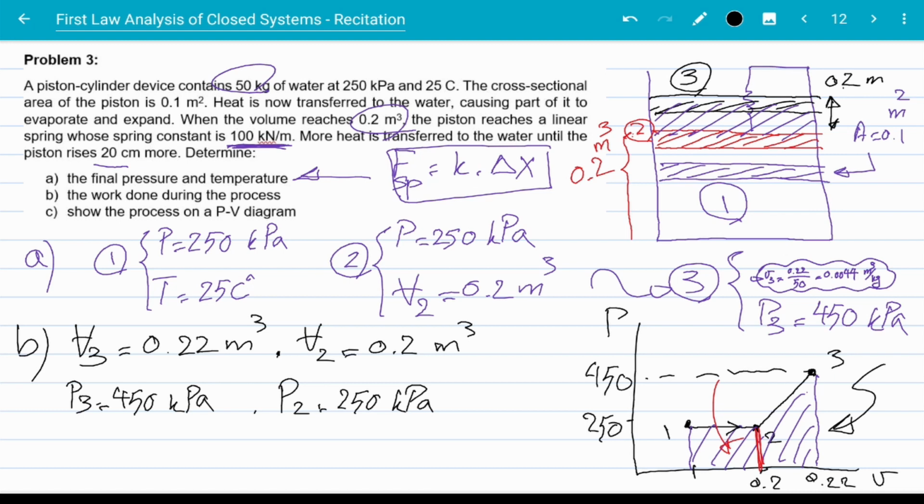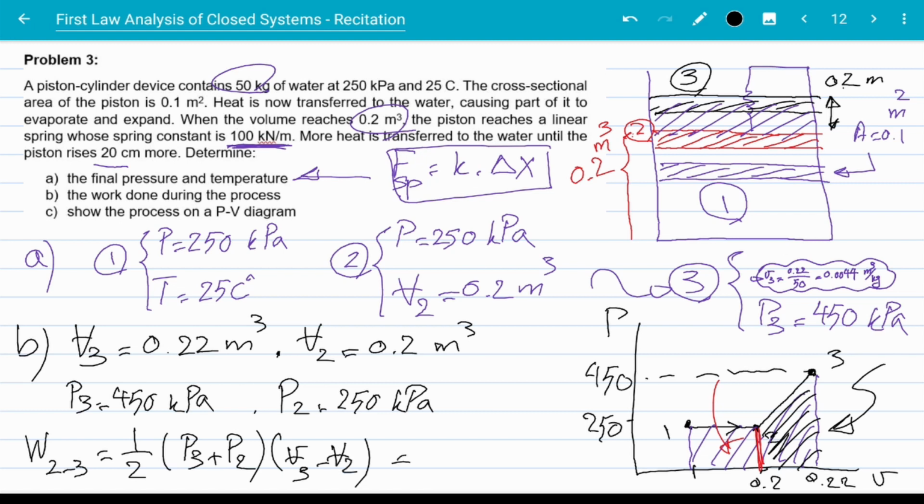So what is this area? The area underneath, or the work from 2 to 3, is 1/2 of P3 plus P2 times V3 minus V2. Plug in the numbers that we have, we get 7 kilojoules. Again, the positive sign means expansion, and we know that the piston is rising, so we are expanding, everything's all right, and the work from 2 to 3 amounts to 7 kilojoules.